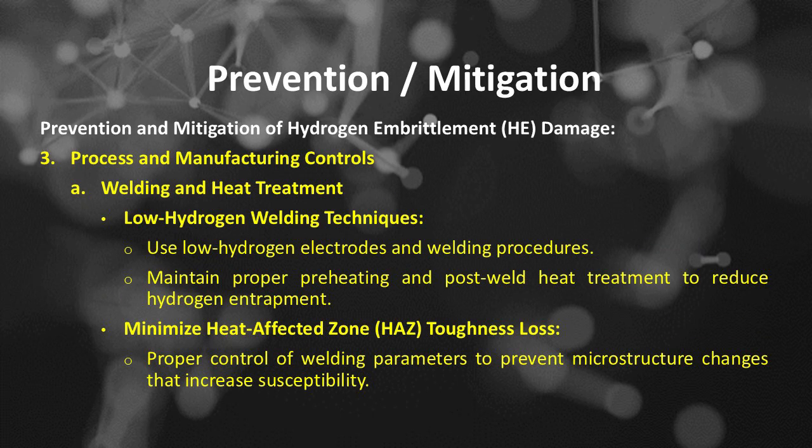Number 3 is process and manufacturing controls, includes, number A, welding and heat treatment. The first of it is by use of low hydrogen welding techniques. Use low hydrogen electrodes and welding procedures. Maintain proper preheating and post-weld heat treatment to reduce hydrogen entrapment. The second of welding and heat treatment is minimize heat-affected zone or HAZ toughness loss. Proper control of welding parameters to prevent microstructure changes that increase susceptibility.